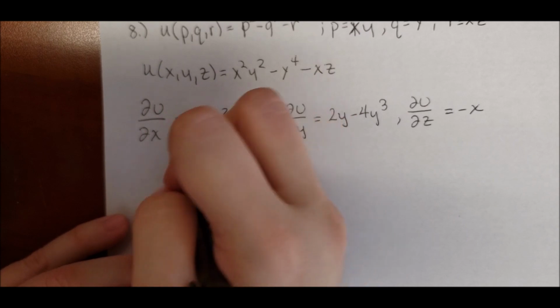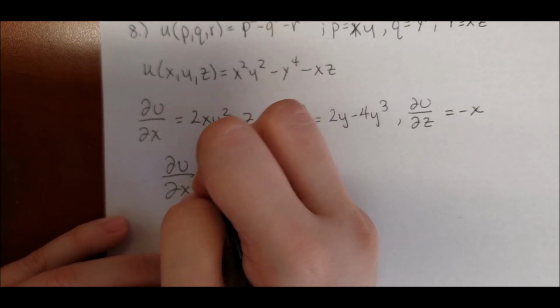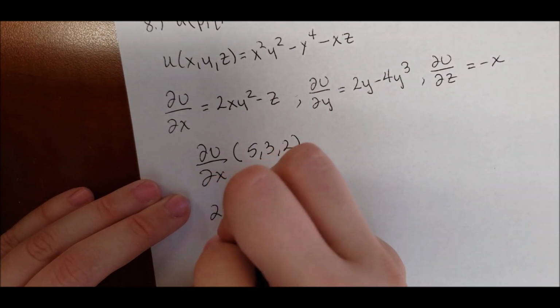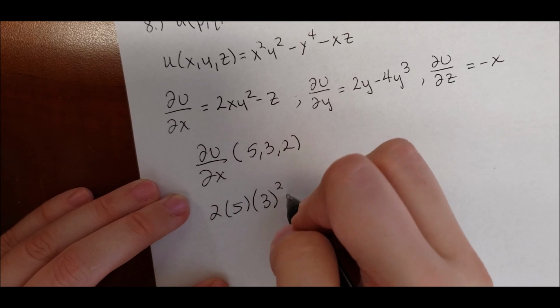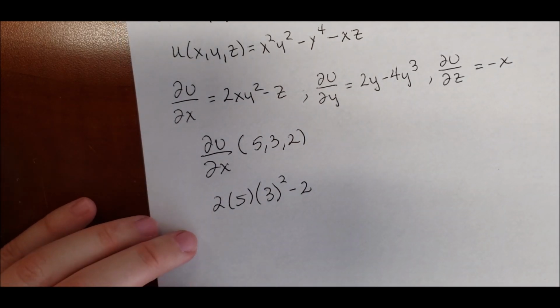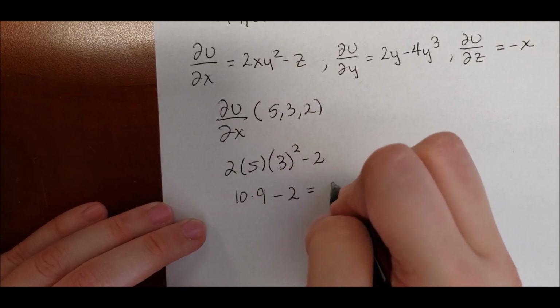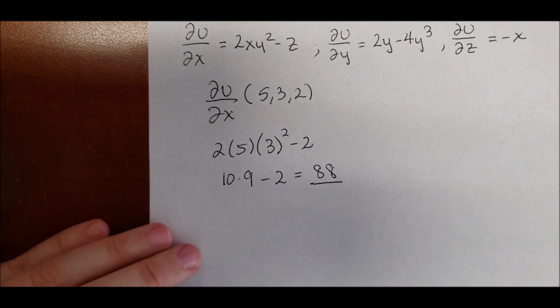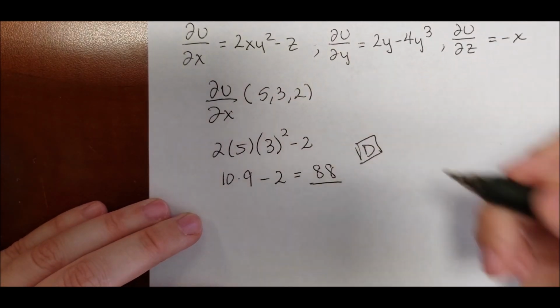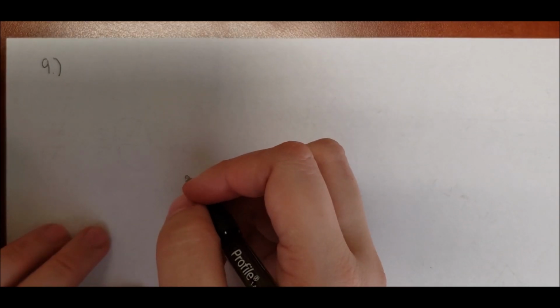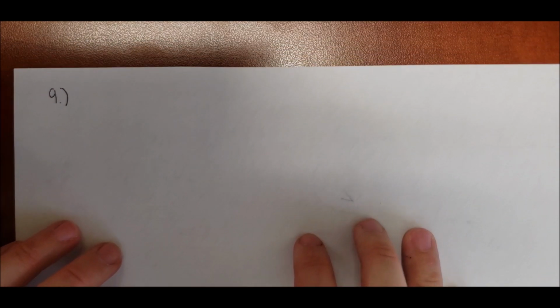Okay, so this one's only asking for the partial with respect to x at 5, 3, 2. So 2 times 5, 3 squared minus 2. That's 10 times 9 minus 2 is 88, which is D. So number 9 is saying use implicit differentiation to evaluate the derivative at a given point.